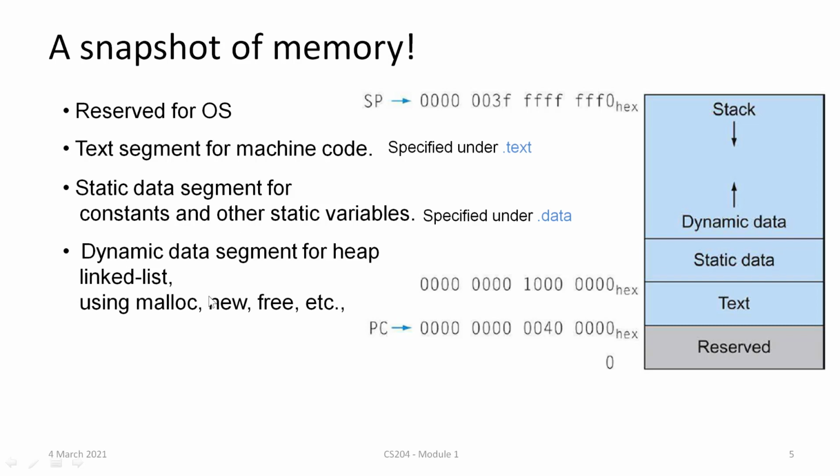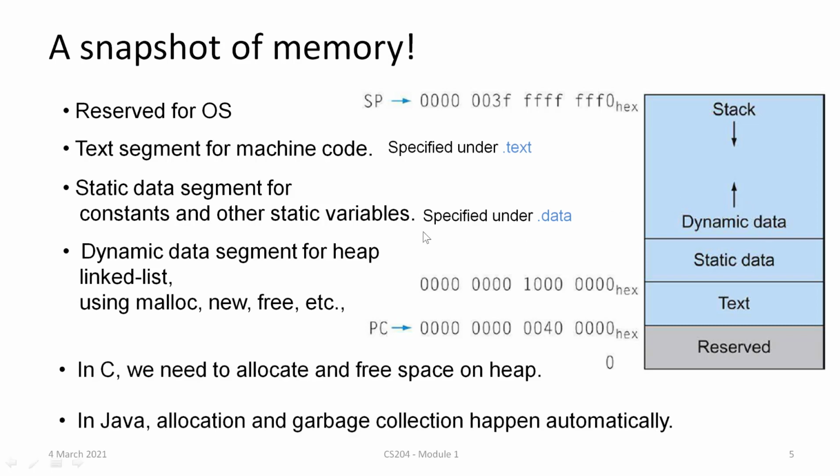Typically, if you want to allocate memory using malloc or new, or if you want to free up spaces you have already allocated, you would use free functions. All those would be operating on the data in the dynamic data segment. In C, the allocation and deallocation of all the dynamic data needs to be done by the programmer ourselves. But in Java, it's a little more sophisticated and it is done automatically.